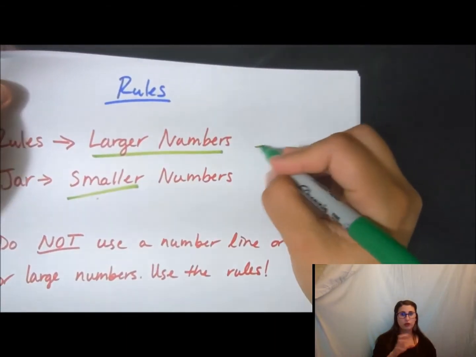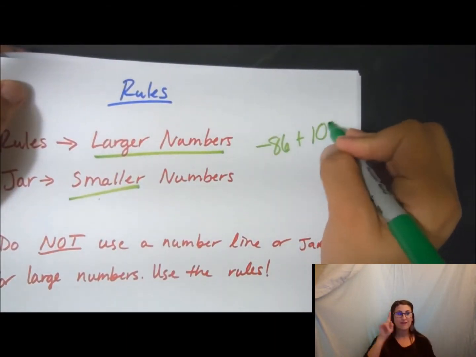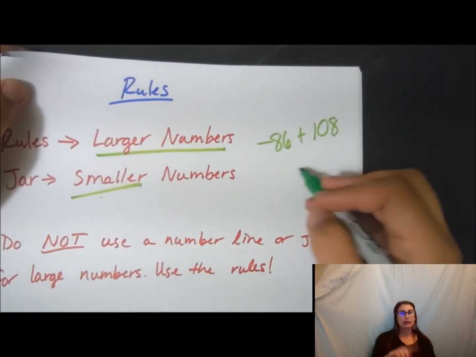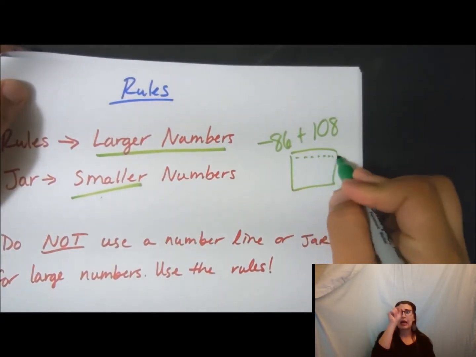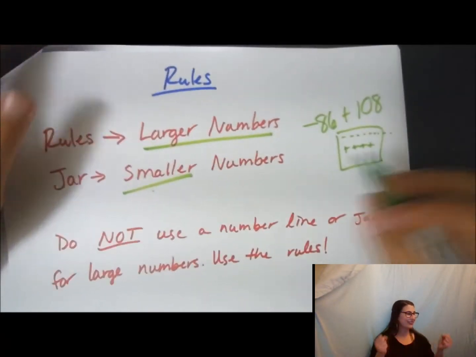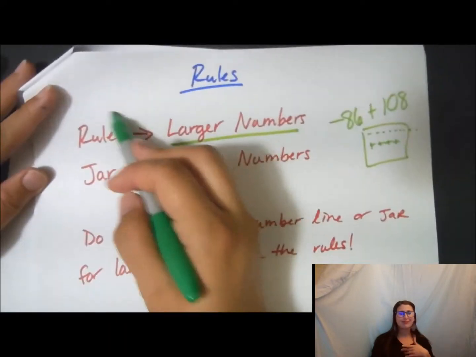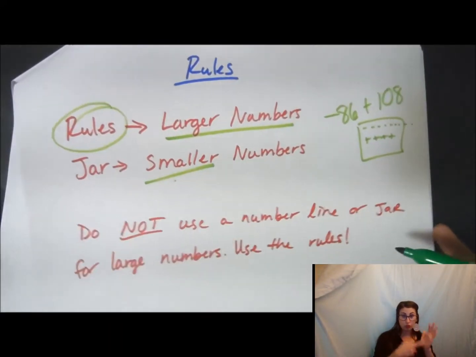But you're not going to want to do a problem that's like negative 86 plus 108 for a jar. You're not going to want to make a jar and put 86 negatives and then 108 positives. There's no way. That's way too time consuming. Who wants to do that? So that's why there are rules, the song, to help you out.